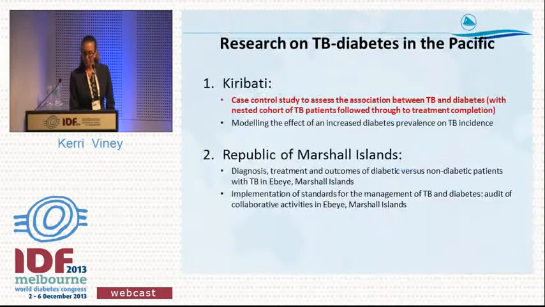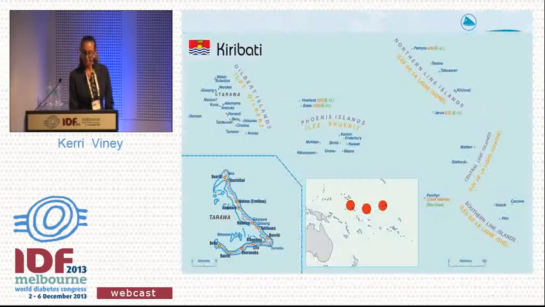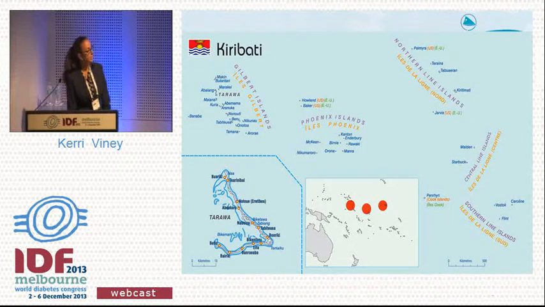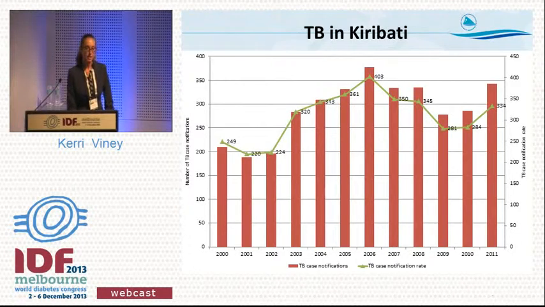So I'm just going to present a few results from this Kiribati study. And this is Kiribati, if people aren't familiar. It's a fairly remote place that lies along the equator in the central Pacific Ocean. And TB rates in Kiribati are high, and they've been high for many, many years. The red bar shows the number of TB case notifications, and the green bar shows the TB case notification rate.